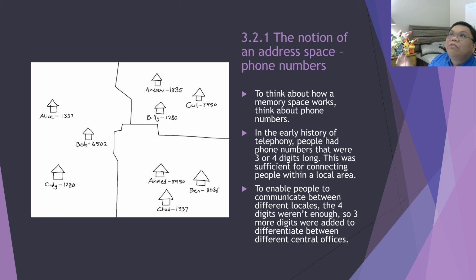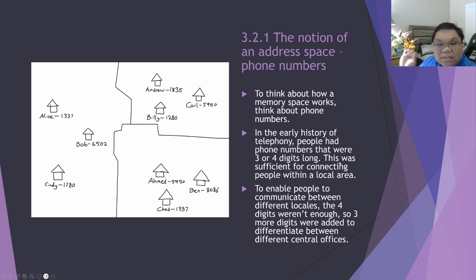So you'd group up to 10,000 people in an area and connect them to a central office. Then you take the next 10,000 people and connect them to another central office, and then another 10,000 people and group them under another central office. Before, you would just dial the 4-digit phone number. But now, if you want to dial someone with phone number 1280, here's the problem. Is that Billy or is that Cindy? If I dial the phone number 1280, now we have a problem. Am I calling Billy or am I calling Cindy?